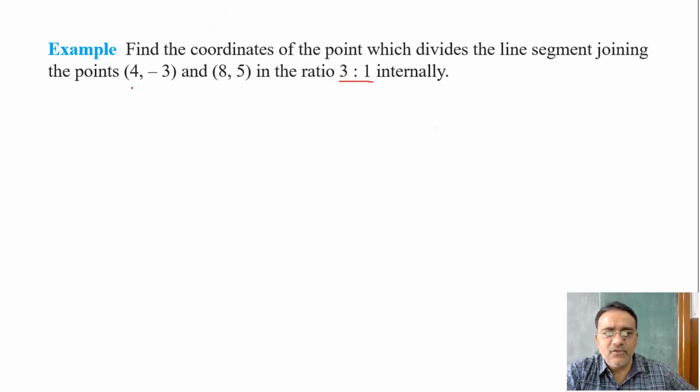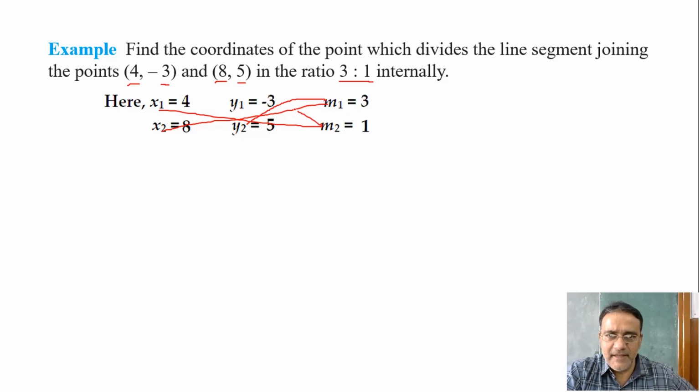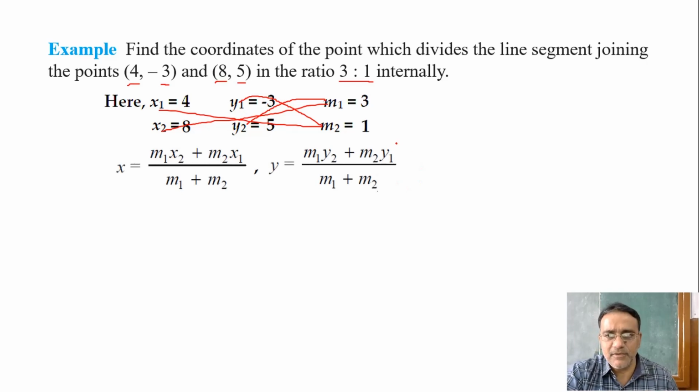So first of all we have to write x1, y1, x2, y2 and this is m1, m2. Now we have to write the formula. I had told you that you don't have to memorize the formula, you just cross multiply and add. m1 x2 plus m2 x1 upon the sum of the ratio, that is m1 plus m2. Similarly for y also, m1 y2 plus m2 y1 upon m1 plus m2.